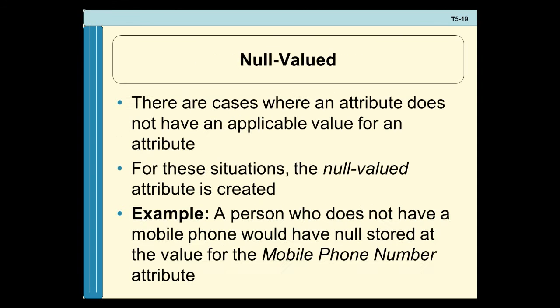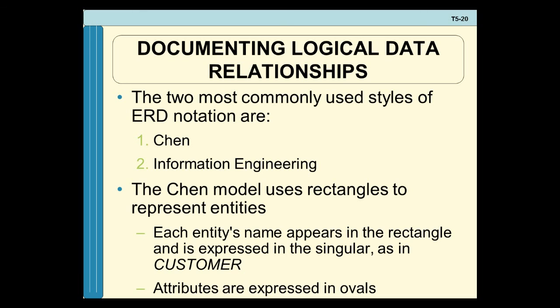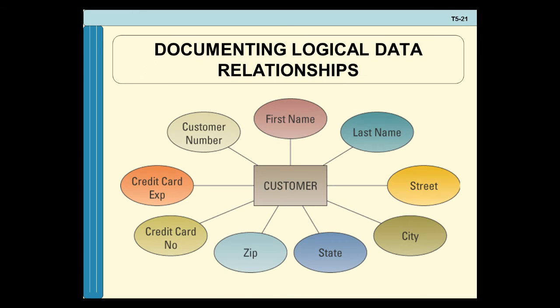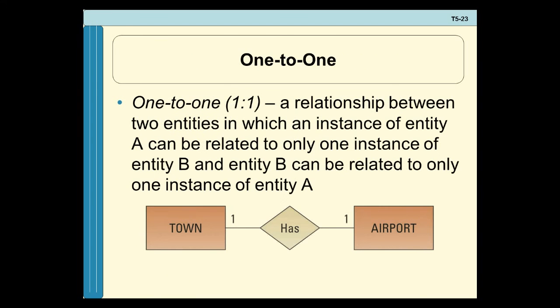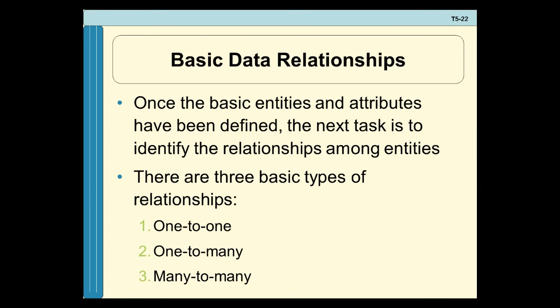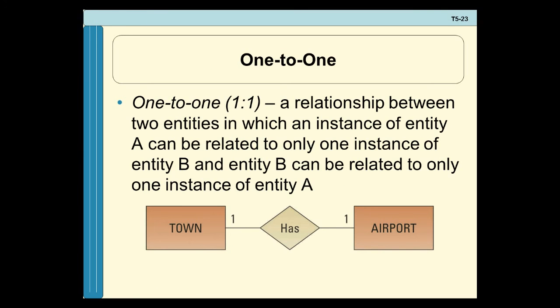Okay, so let's look at the diagramming itself. Okay, so let's start off here. The basic data relationships. There's only three basic types of relationships. One entity can be related to another by having a one-to-one relationship, one-to-many, or many-to-many. And that makes it real simple.